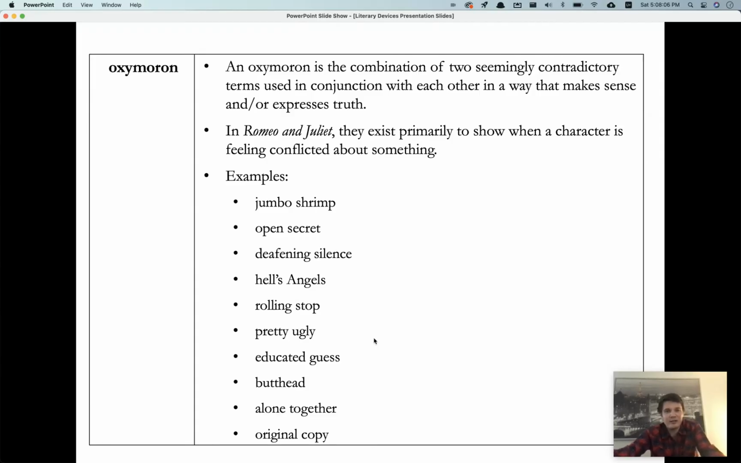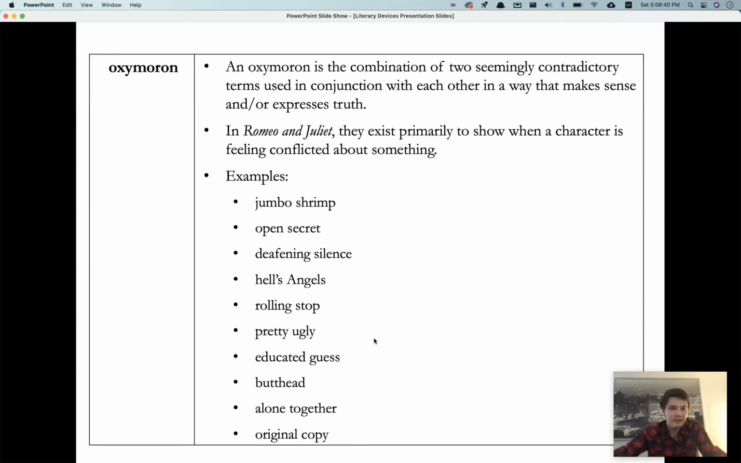And then open secret, like everyone's pretending it's a secret, but really everyone knows. A deafening silence. It's quiet, and the fact that it's quiet is really noticeable and uncomfortable. What other one is here? If you roll, you don't really stop, but when people don't quite stop all the way at a stop sign, we'll call it a rolling stop because they're supposed to stop and they kind of stop, but they don't really stop.